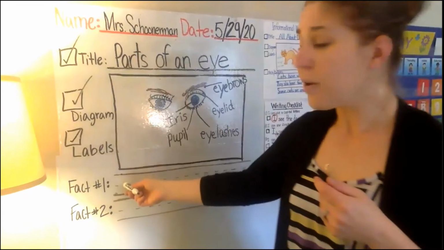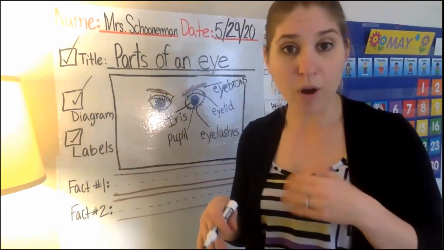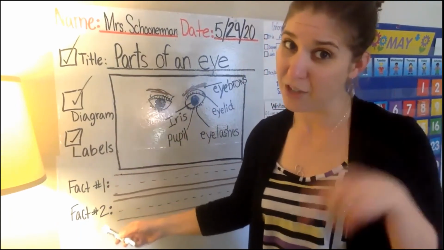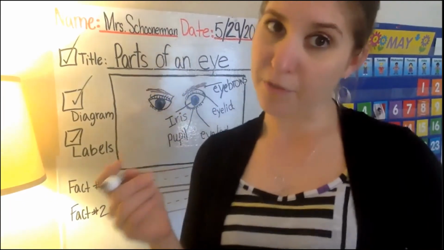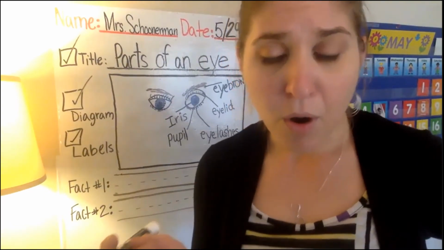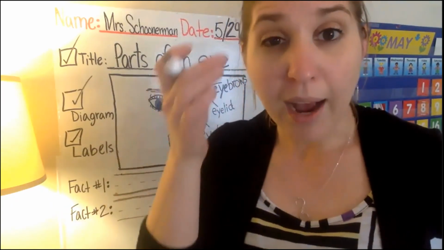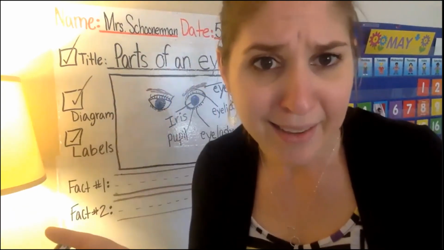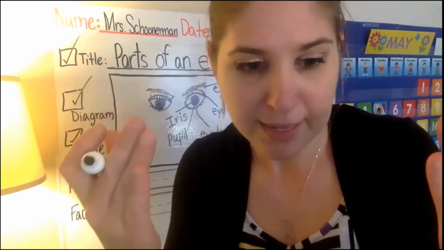Okay, so we are going to write one fact together. And then you will go and write the second fact on your own, whichever fact that you want to share with your readers. Again, there's lots of different facts that you might want to share. Like eyes can be different colors, or our eyelashes help protect our eyes. Our eyelids open and close. Our eyes allow us to see. That's a fact about eyes. That's what we use to see.